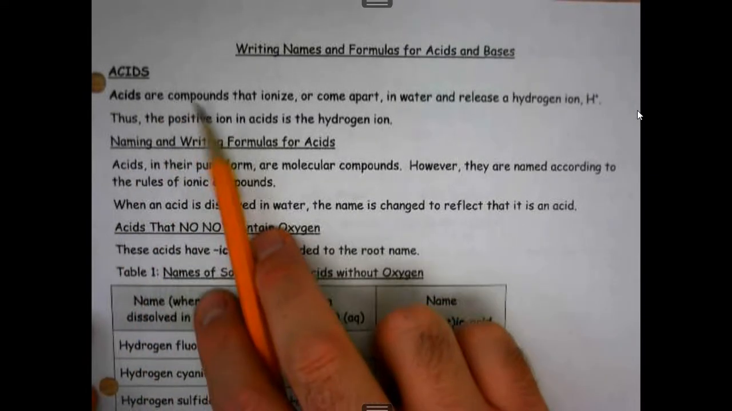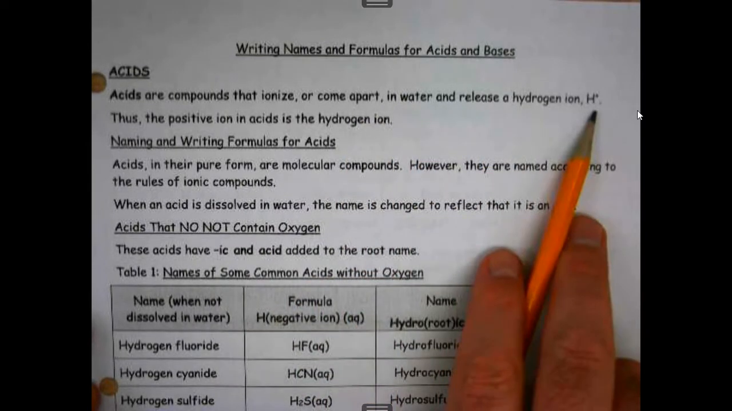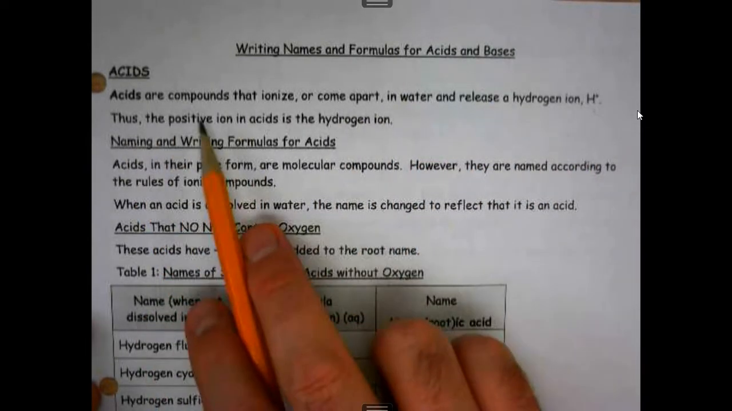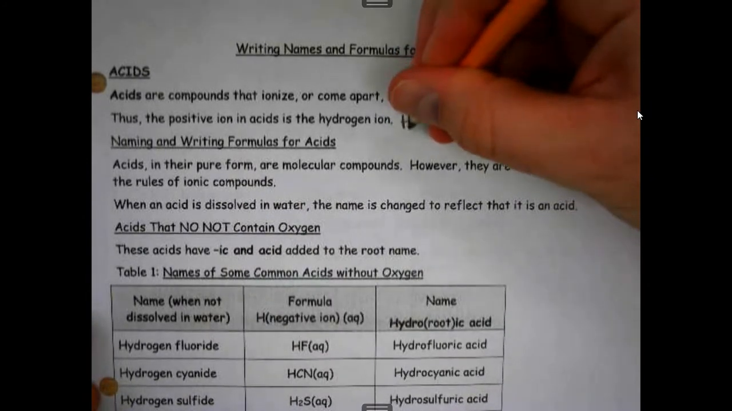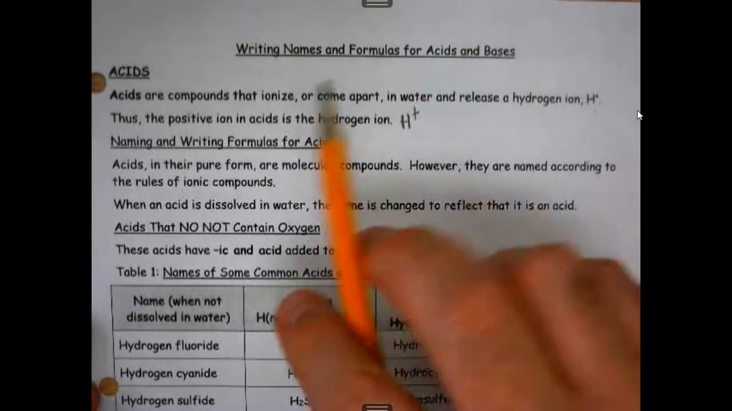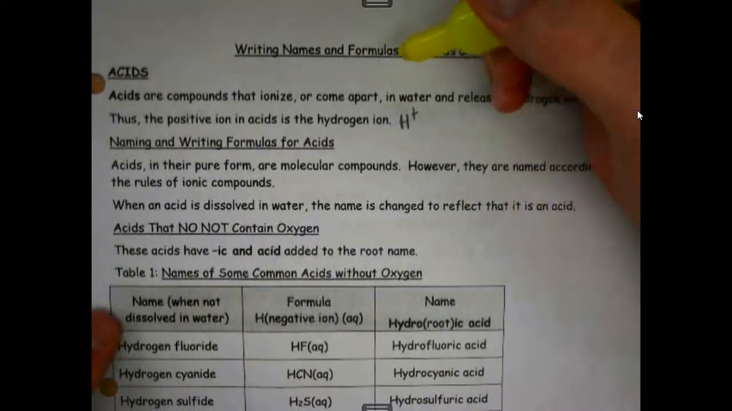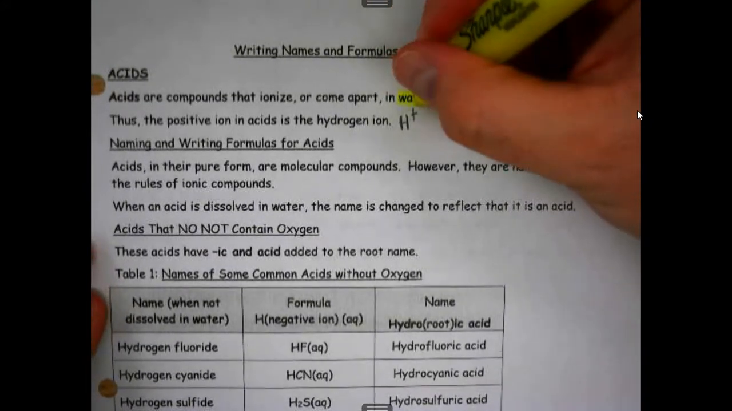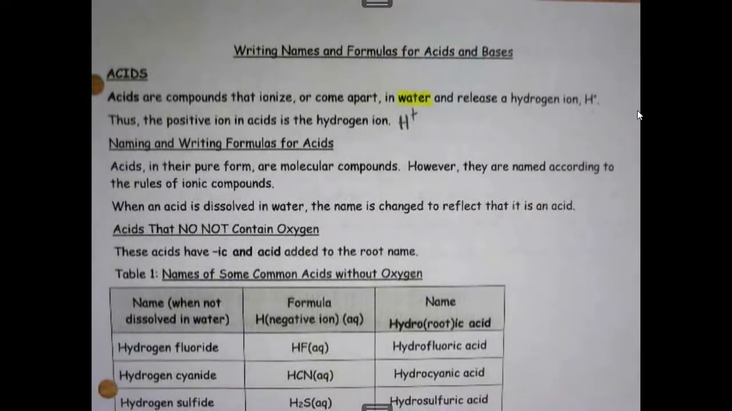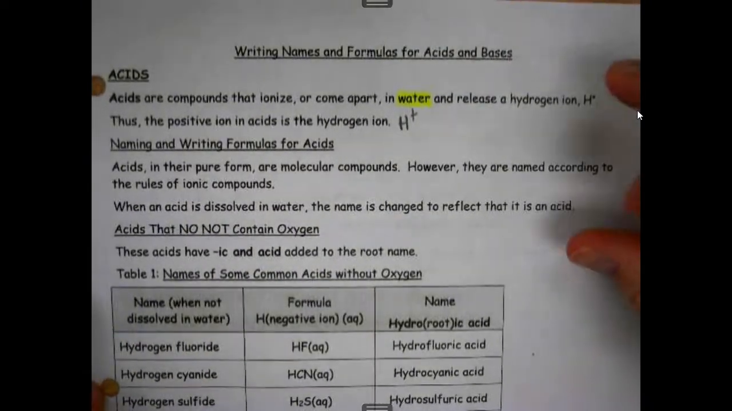Now, acids are compounds that ionize, or come apart, in water, and they release hydrogen ions. Thus, the positive ion in acids is always the hydrogen ion, which is H+. The key thing about this is that an acid is not technically an acid until it's placed in water. In order to be an acid, they have to be dissolved in water. We'll talk about how we represent that a little bit later.